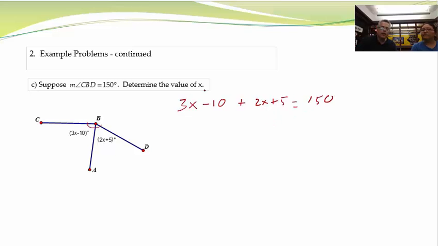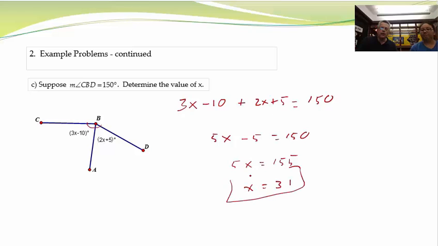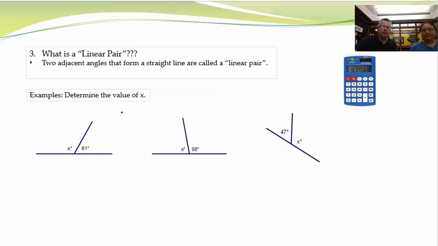In a lot of angle problems, the first step is geometry. What does the figure tell us, and what equation do we get from the figure? After that, it's just algebra. So we're going to combine terms. 3x plus 2x is 5x. Minus 10 plus 5 is minus 5 equals 150. Then we're just going to go ahead and solve this. If you add 5 to both sides, you get 155. If you divide by 5, I think you get x equals 31. Now, sometimes they ask you to go back and figure out the angles. So if we want to go back and figure out the angles, we could put 31 in and figure out what the actual angles are, and they should add up to 150. Okay, next problem.